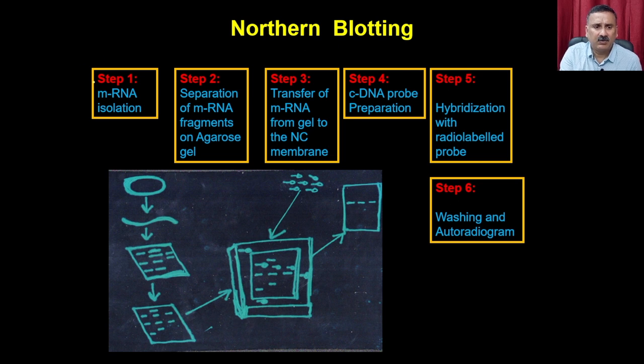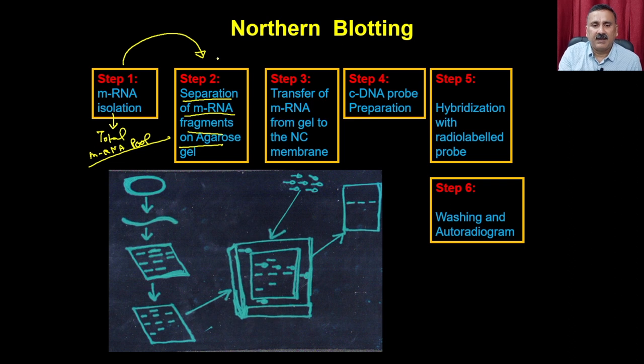So in step 1, you are going to isolate the total messenger RNA pool from the cell, whether it is a prokaryotic cell or the eukaryotic cell. And then once you have isolated the messenger RNA, it is going to be run onto the agarose gel, so that you are going to get a pattern of the messenger RNAs.